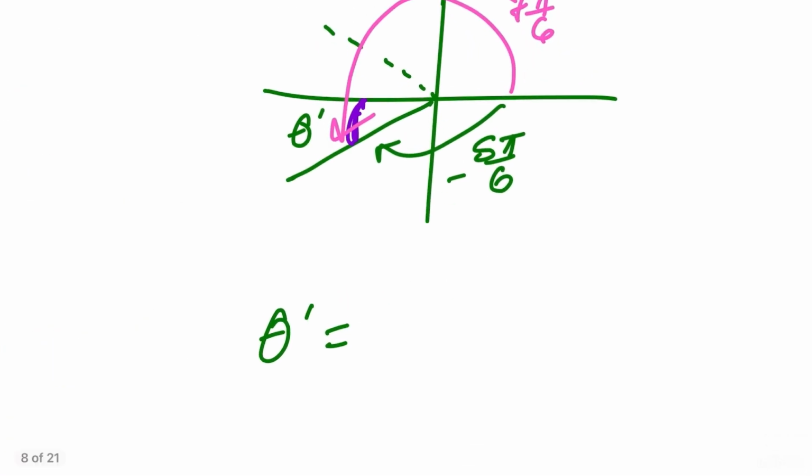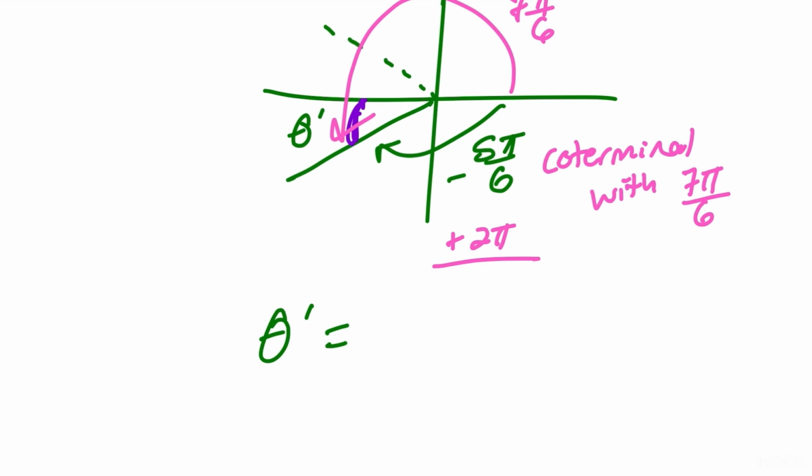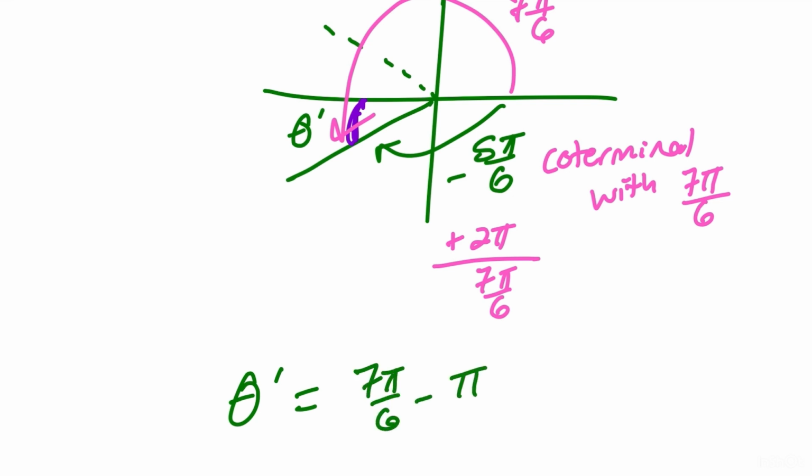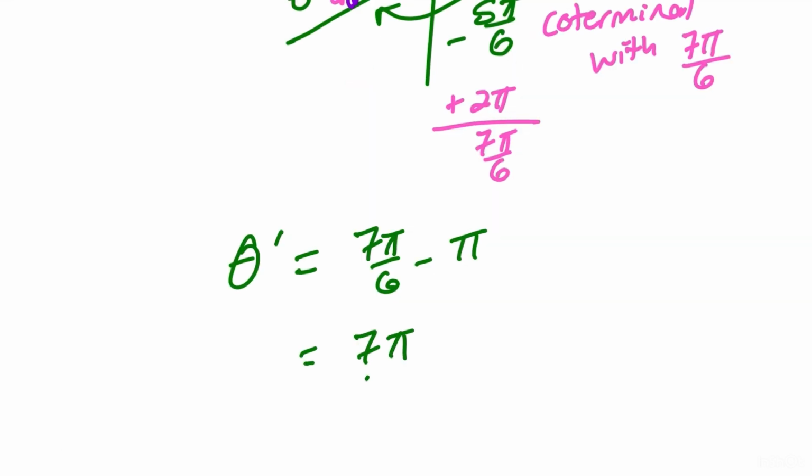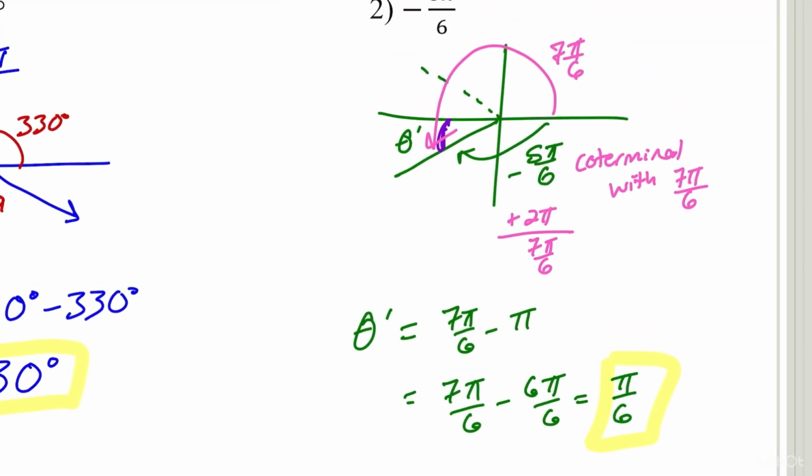So negative 5 pi over 6 is coterminal with 7 pi over 6. You can either use the unit circle to figure that out, or you can add 2 pi to negative 5 pi over 6 to get 7 pi over 6. Then to find the reference angle, take 7 pi over 6 minus pi. That's 7 pi over 6 minus 6 pi over 6, which is pi over 6. But like I said, you could have done it with negative pi, and then just take the absolute value because your reference angle is always going to be positive.